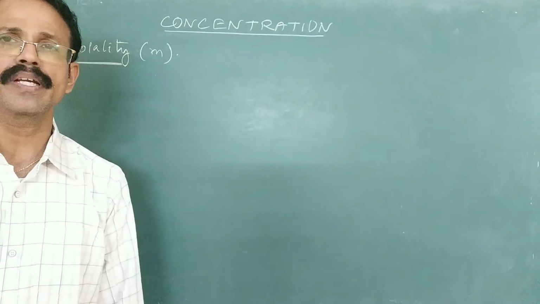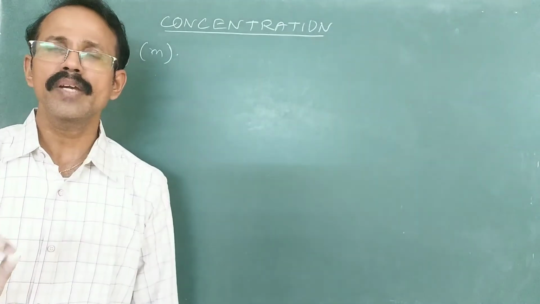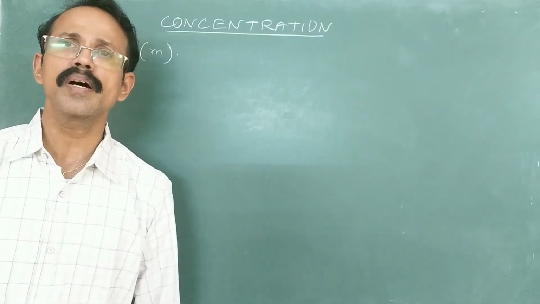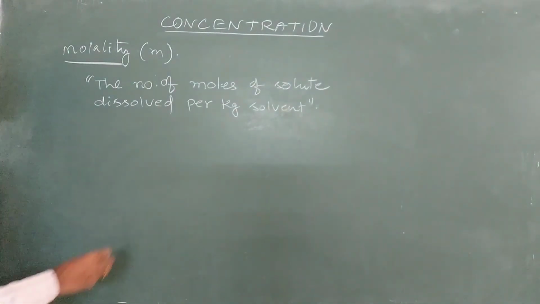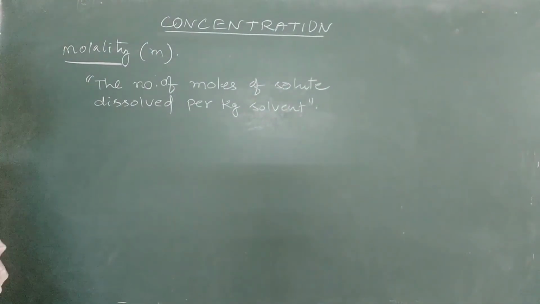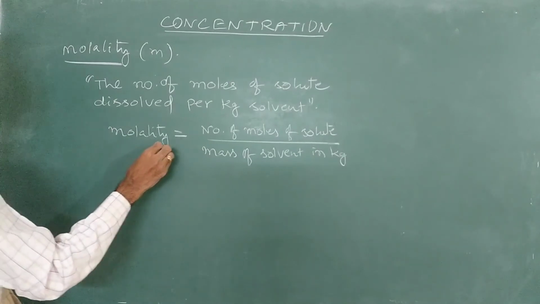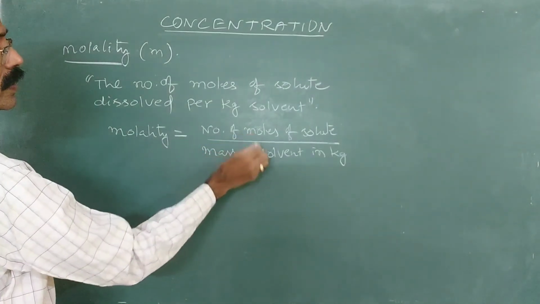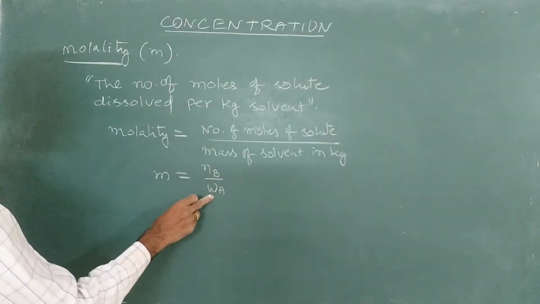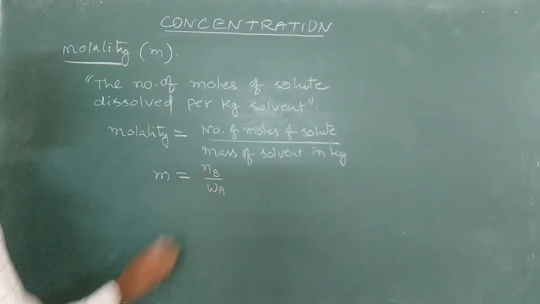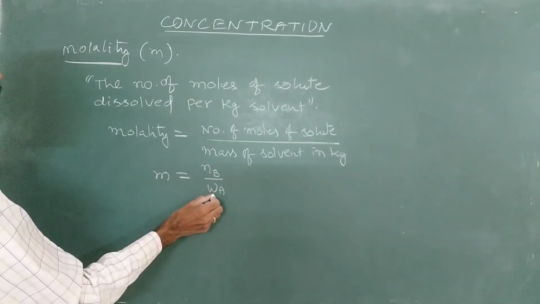The next method of expressing the concentration is molality. Okay, molality is denoted by m, and it is equal to the number of moles of solute dissolved per kg of solvent. So molality is the number of moles of solute dissolved per kg of solvent. So molality is given by the number of moles of solute divided by the mass of solvent in kg. m is equal to Nb by Wa. This is the number of moles of solute. This is the mass of the solvent.